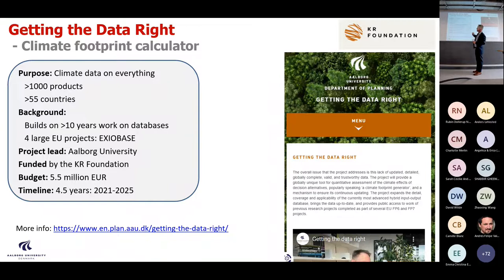The background of doing all this is that we are building on top of more than 10 years of experience and work on databases. In four large EU projects, we have collaborated on a database called Exiobase, and that's the one we are rebuilding and exploding to a much higher level of detail. Here at Nova University, we have the lead. This project is funded by the KR Foundation, and it has a total budget of 5.5 million euro. The idea is that it should solve the problems that the PEF is trying to solve. And we are going to do it in 4.5 years and with maybe 1% of the budget which is used on PEF until now. Let's see how it goes. I'll show some of the few things that we are working on in this project. Some groundbreaking research that brings us a step forward.